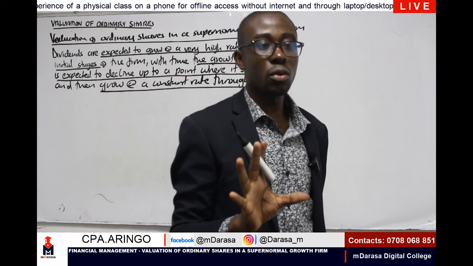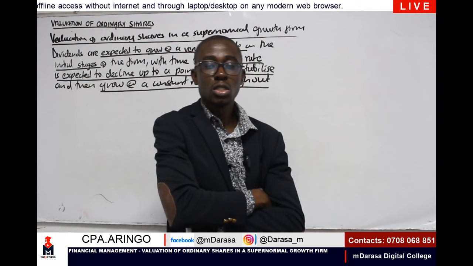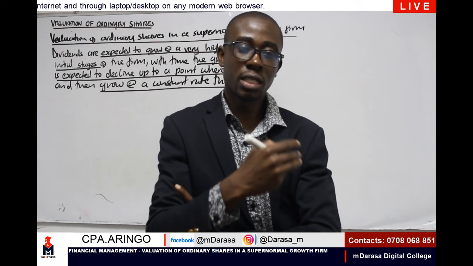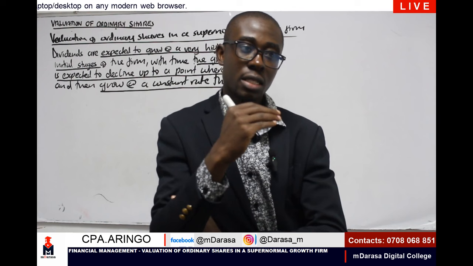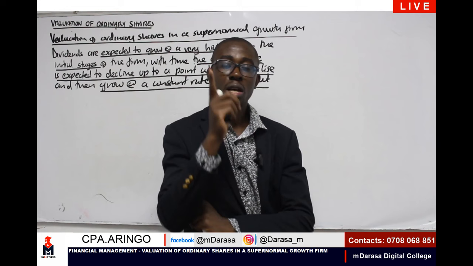So clearly we have three characteristics which will help us to know if we are dealing with a supernormal growth firm. In the initial stages, the growth rate of dividends is very high. This growth rate will decline up to a certain point where it's going to stabilize, after which it's going to remain constant throughout. So this will clearly give us the characteristic of a supernormal growth firm.